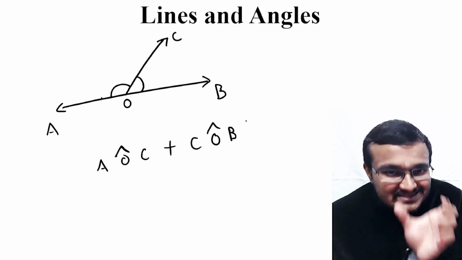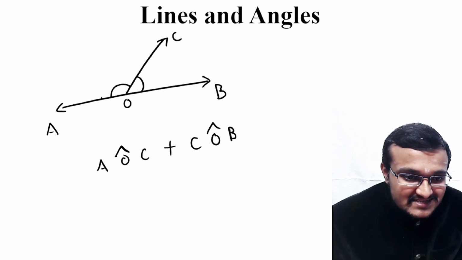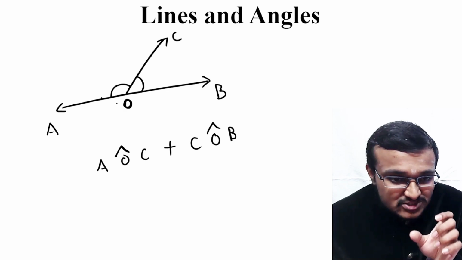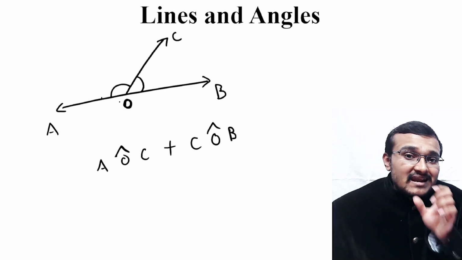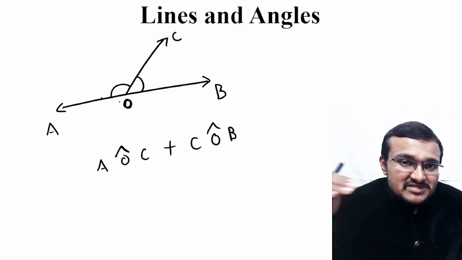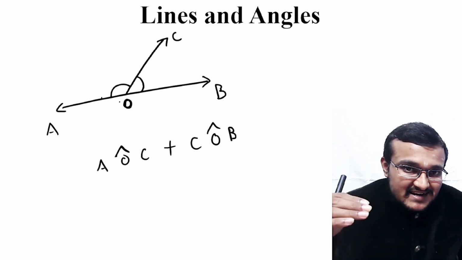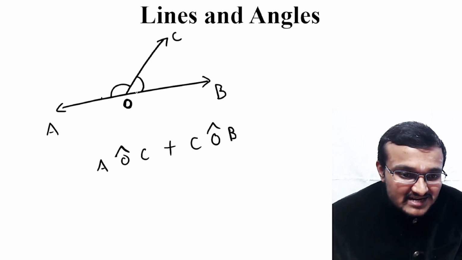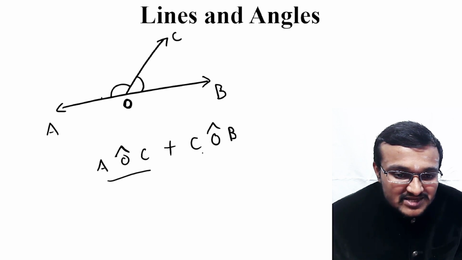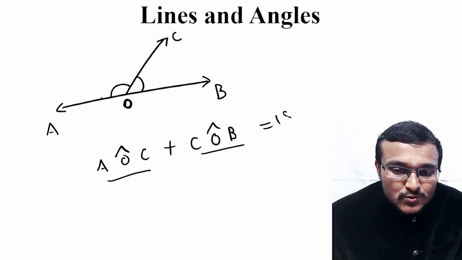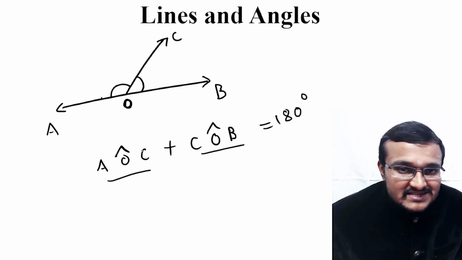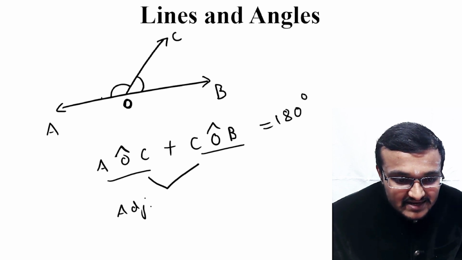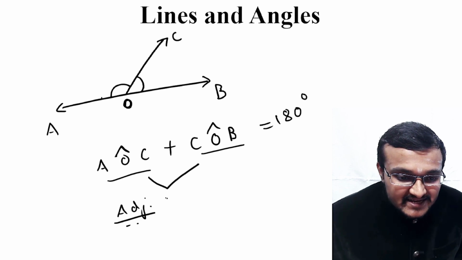If these two adjacent angles, so here also O acts as the vertex of these two angles, and the vertex of these two angles is lying on the same straight line. So here AB is a straight line and this vertex is lying on that particular straight line. So that means here AOC plus COB will be equal to 180 degrees, and these two are adjacent angles. So that means here adjacent angles, I'll just write ADJ.